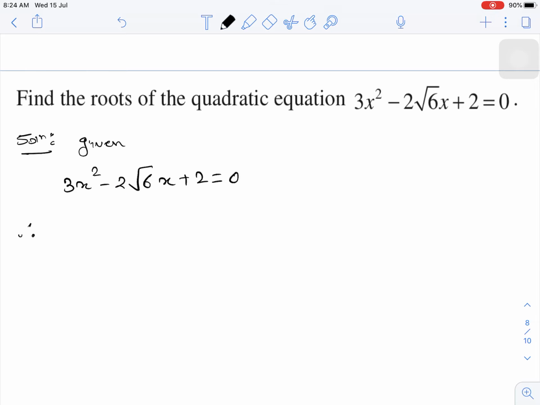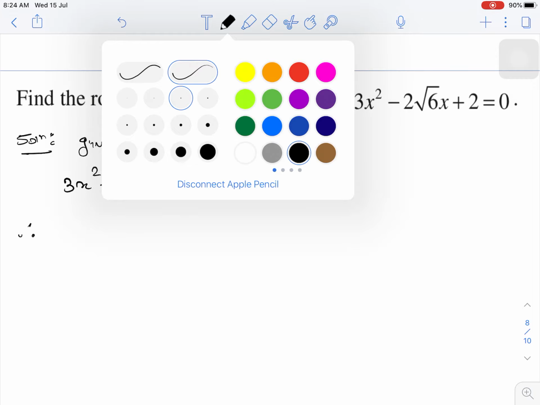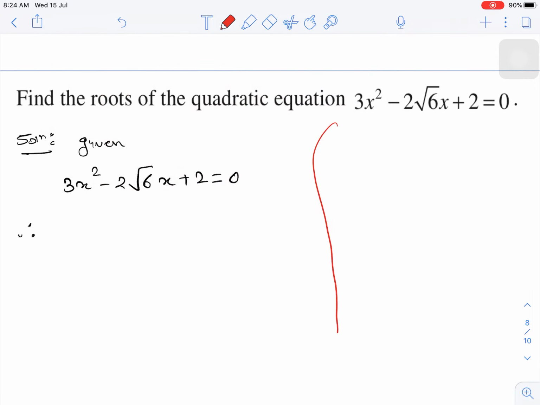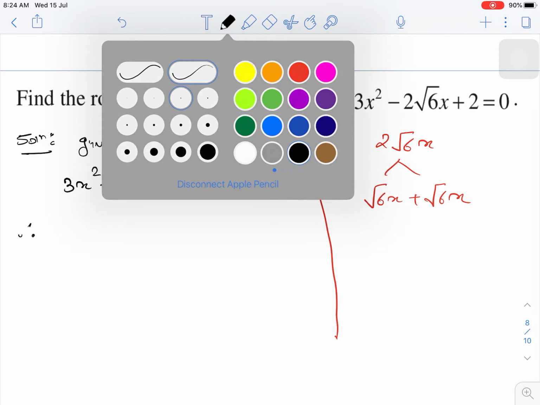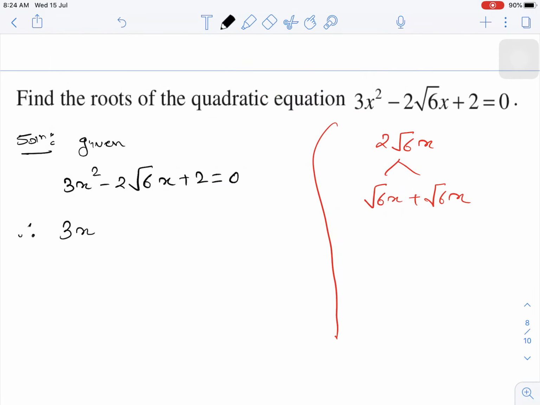How to split it? So 2√6x can be written as √6x + √6x. Okay, so that we are going to use over here. So what will you get? 3x². Now since here it is a minus, so here we will write minus, and here also it will be minus.